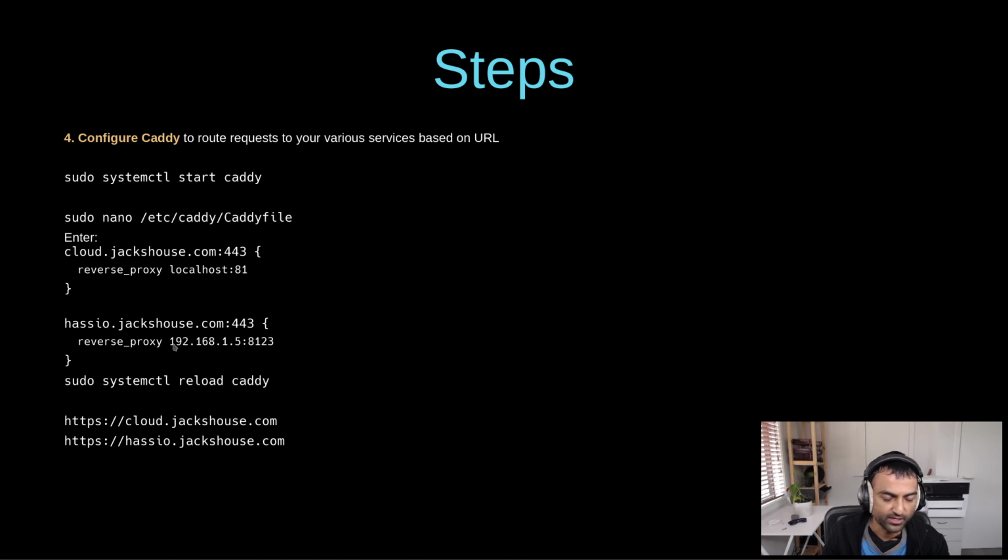In all of the cases, this would be the IP address of the local machine, or if it's the same machine that Caddy is already running on, you can just type localhost. So in this case, I have a Nextcloud running on the same computer as the Caddy, and that is on port 81. And then I also have a Home Assistant server supervised version running on a different device, and that has an IP address here and a port. So that will automatically route requests from this URL to this server.